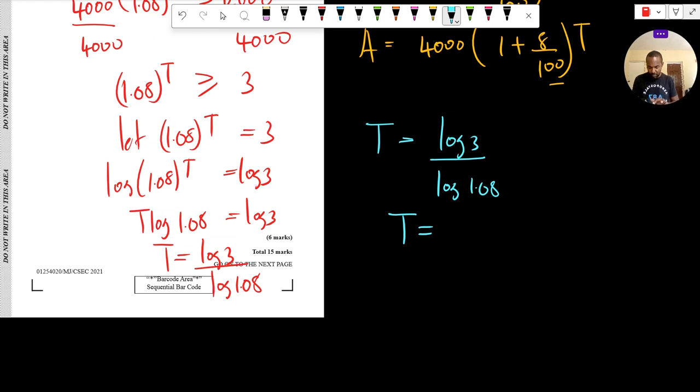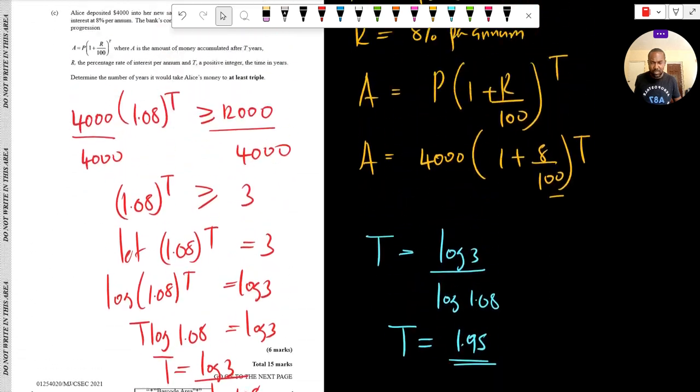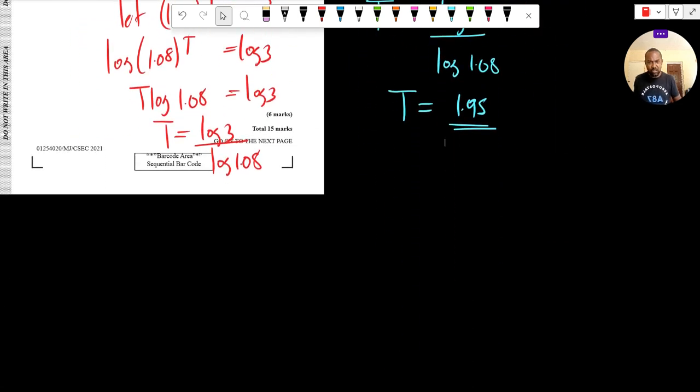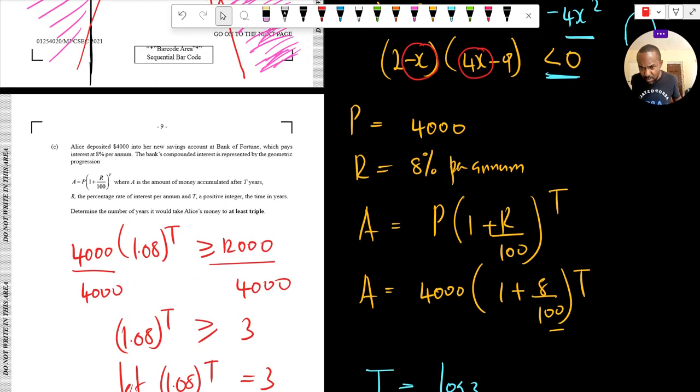So log 3 divided by log 1.08 gives us 1.95. So when it triples, it essentially takes 1.95, but the question tells us that T is a positive integer, and so we must round to the next whole number, which of course is 2. So it will take Alice approximately 2 years for her money to triple.